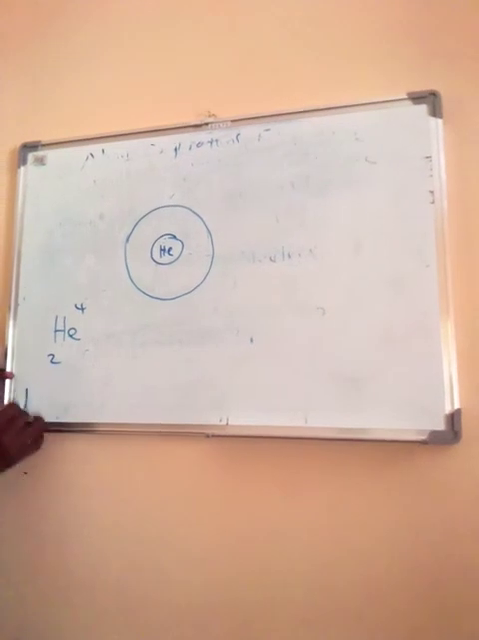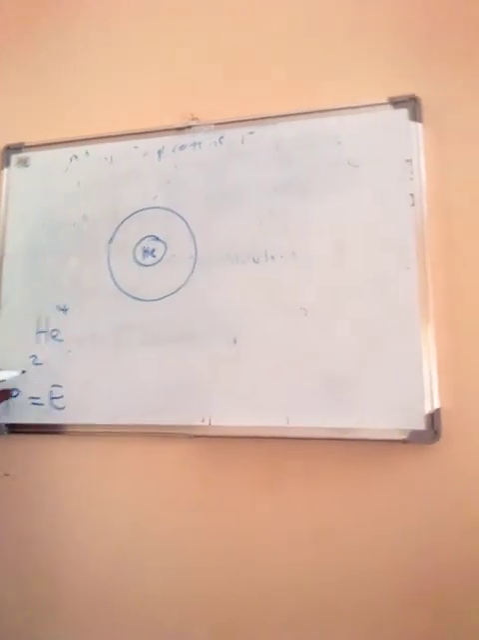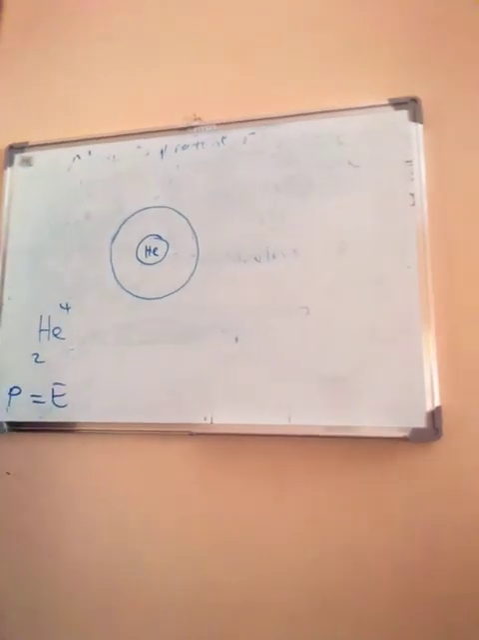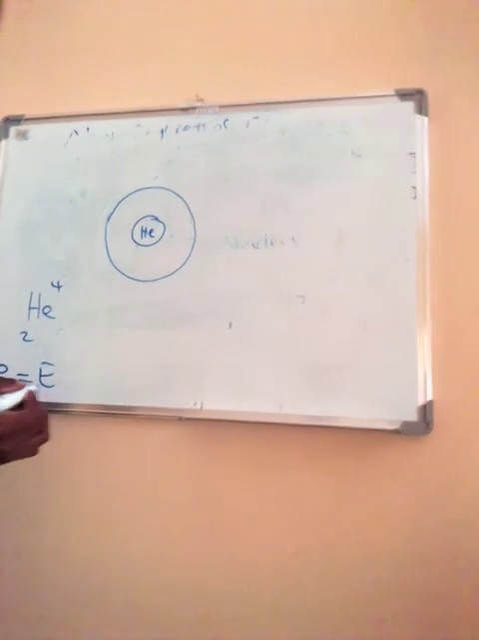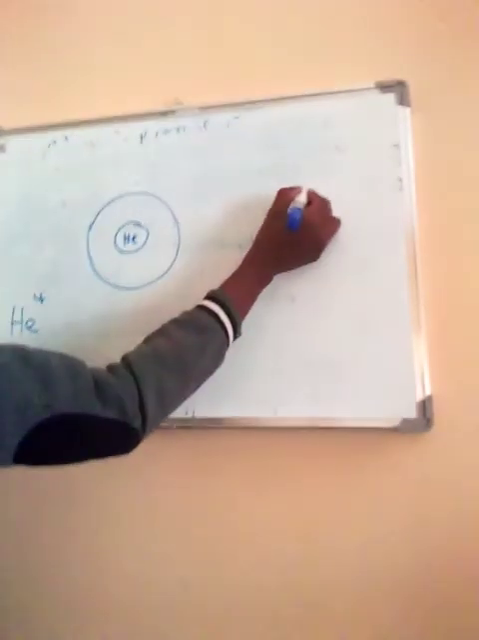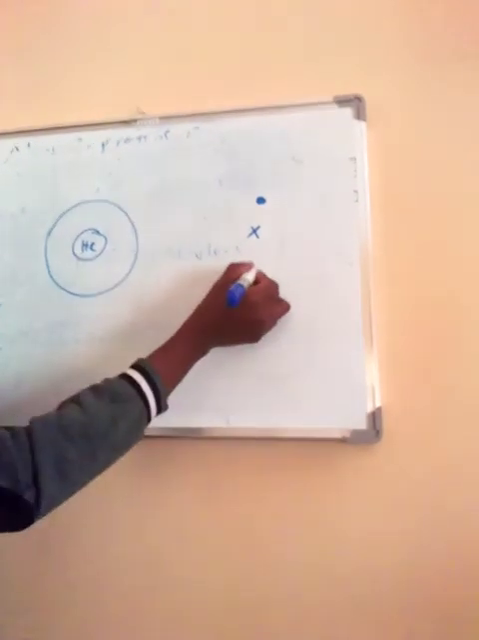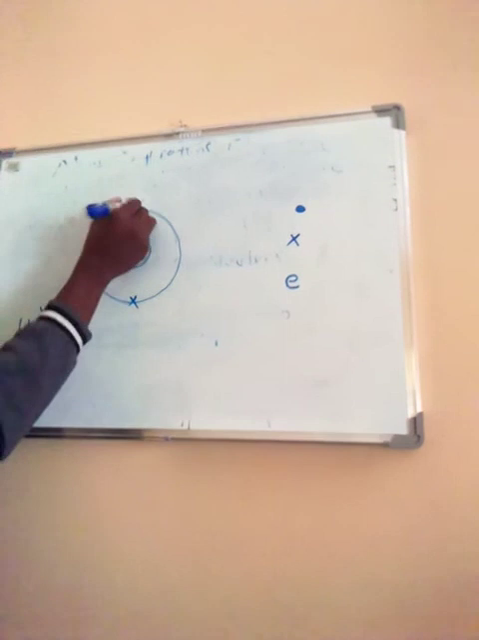Since protons are always equal to electrons, for helium we have 2 electrons. On the shell, we are going to write our electrons. You can use a dot, a cross, or the small letter e. In this case, we can use crosses.